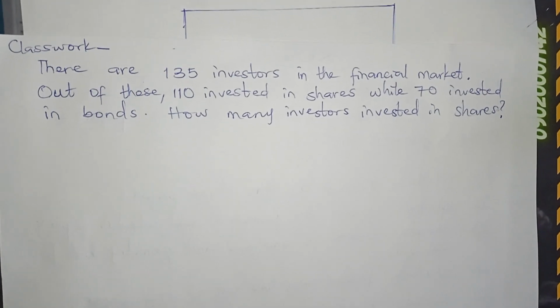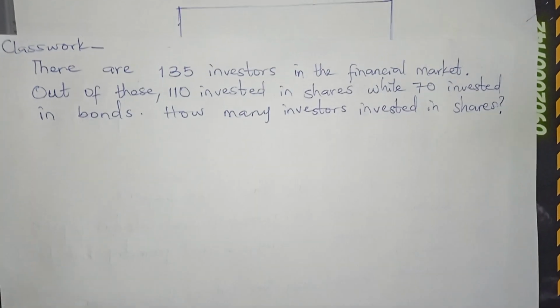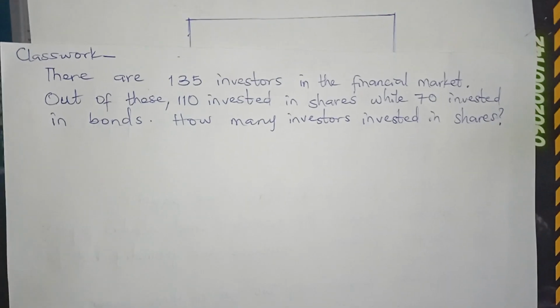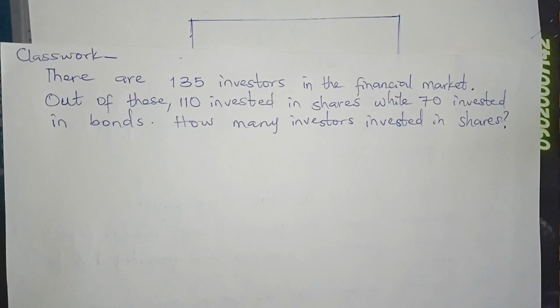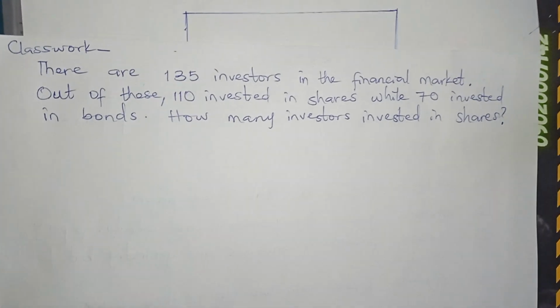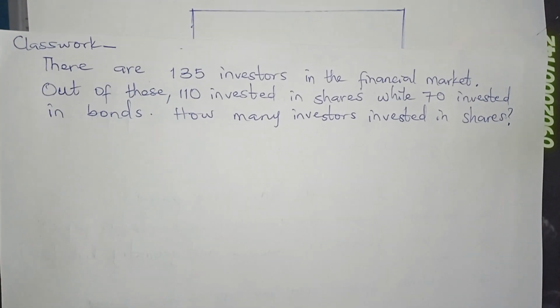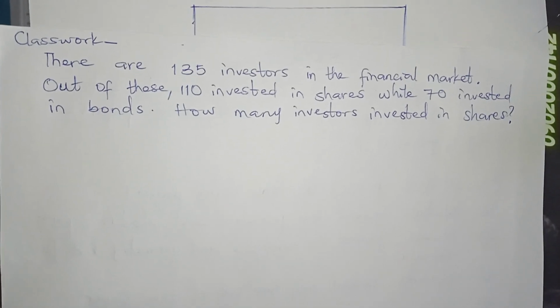There are 135 investors in the financial markets. Out of these, 110 invested in shares, while 70 invested in bonds. How many investors invested in shares?